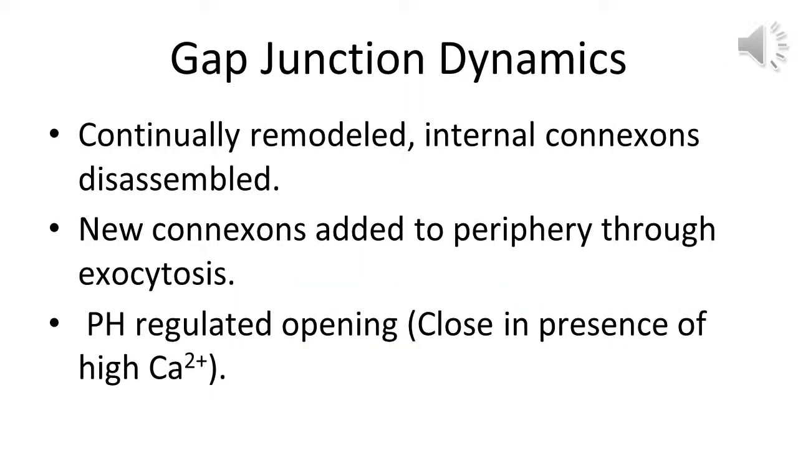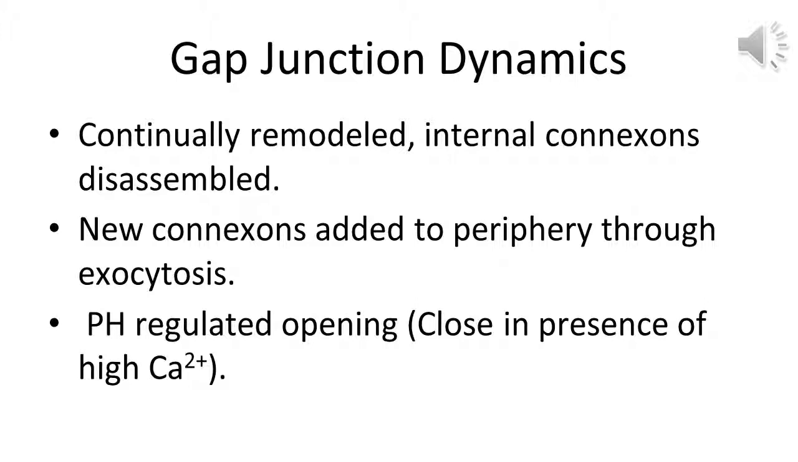Gap junctions are continuously remodeled in cells. Old gap junctions are discarded from the center of gap junction plaques, and new junctions are added to the periphery through exocytosis. Gap junctions do not remain open at all times. They are pH regulated. In the presence of high calcium ions, gap junctions close.